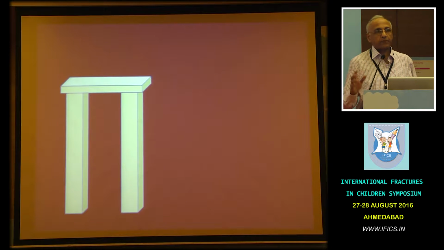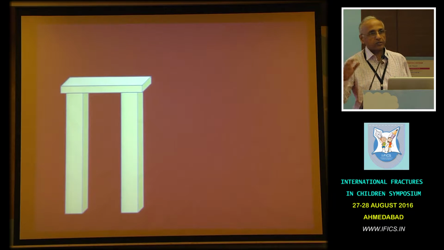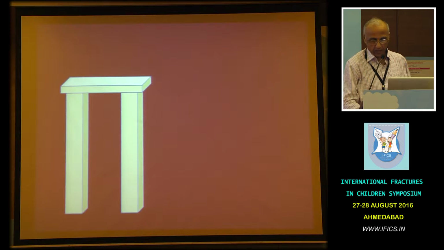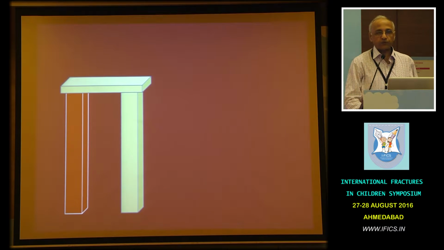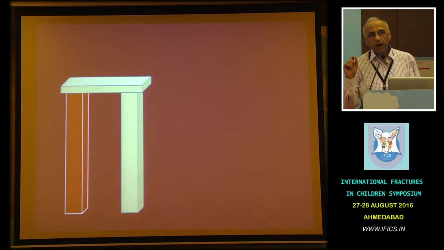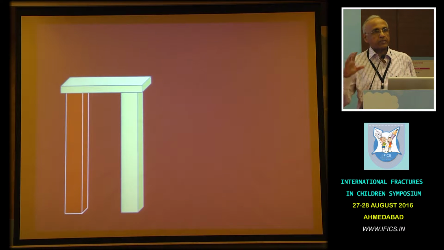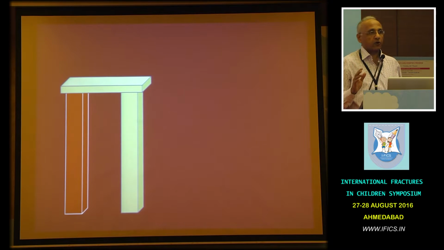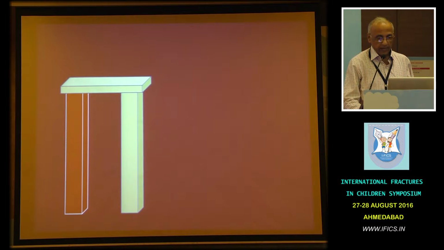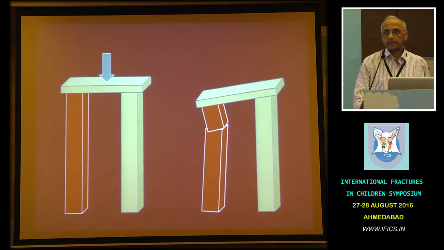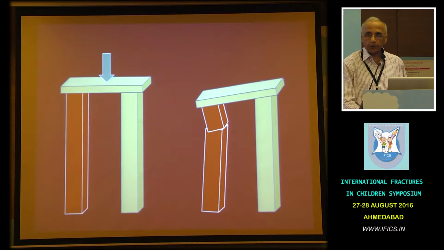Suppose we see the bone as 2 columns, and on these 2 columns a compressive force is going to work. Let's see why buckle fractures or torus fractures occur. Suppose one column is weaker than the other. The one I have shown in red is the weaker column, the other is stronger. When the compressive force comes, the effect is something like this. So one column is broken.